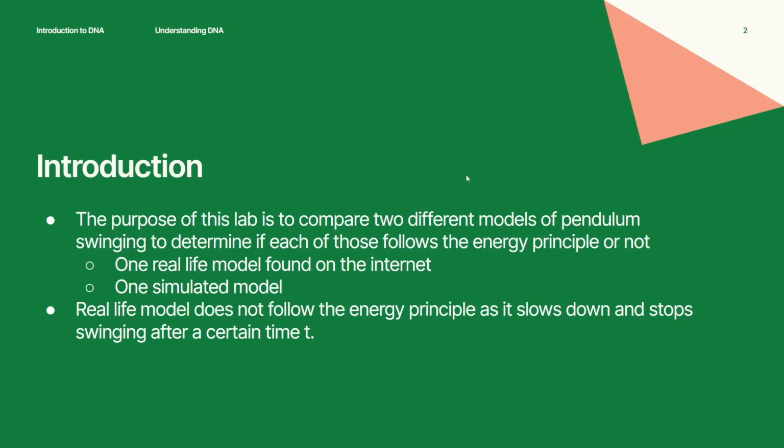The purpose of this lab is to compare two different models of pendulum swing to determine if each of those follows the energy principle or not. One real-life model found on YouTube, where it swings and then eventually it stops, and one simulated model using a simulator I found on Google, and the simulated model continues to swing infinitely. And a little preview of the lab is that the real life model does not follow the energy principle as it slows down and stops swinging after a certain time t.